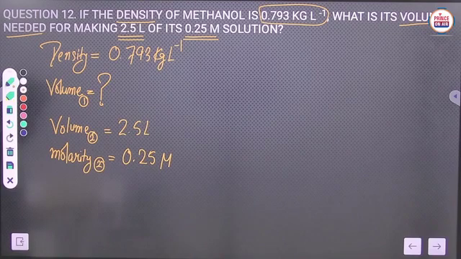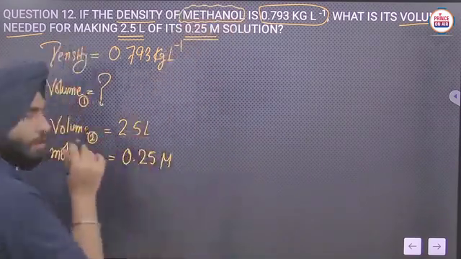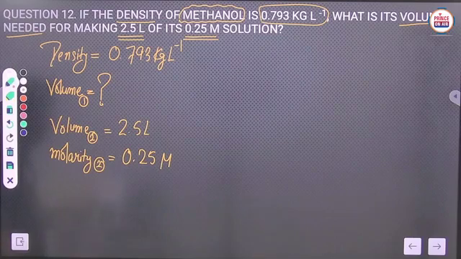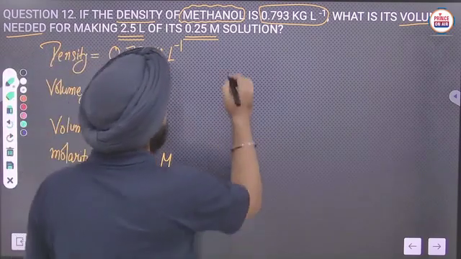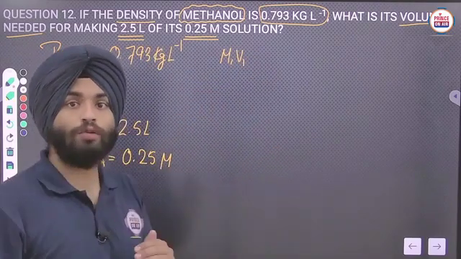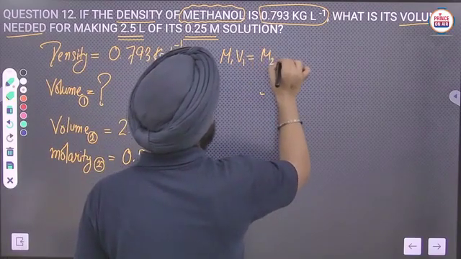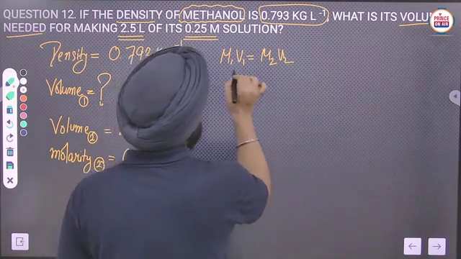Clear? Now firstly, it is methanol. So how can you solve this question here? You have to find the molarity. Try that question yourself first. The formula that will be used here is M1V1 equals M2V2, because two volumes are given to you, so through that you can judge it.